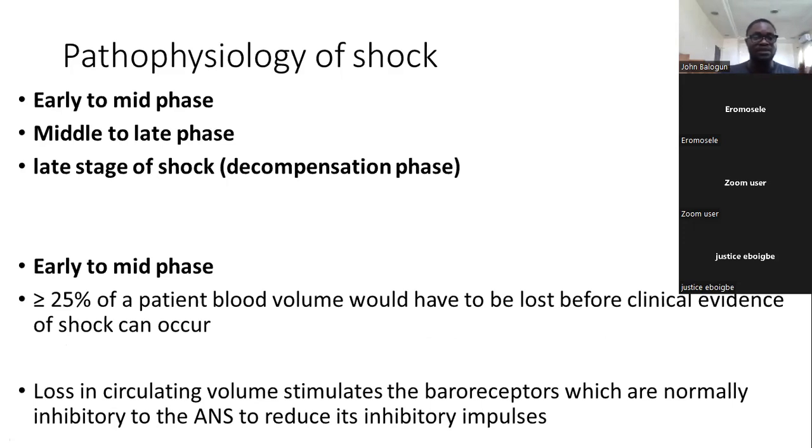So I just explained it now. This slide just explains, divided into 3 phases: early phase, middle phase, late phase. When it gets to late phase, the patient will ultimately die. So the aim is to prevent the patient from getting to the late stage. Patients in the middle phase, move them to the early phase. Patients in the early phase, move them out of shock immediately. So that's the aim.